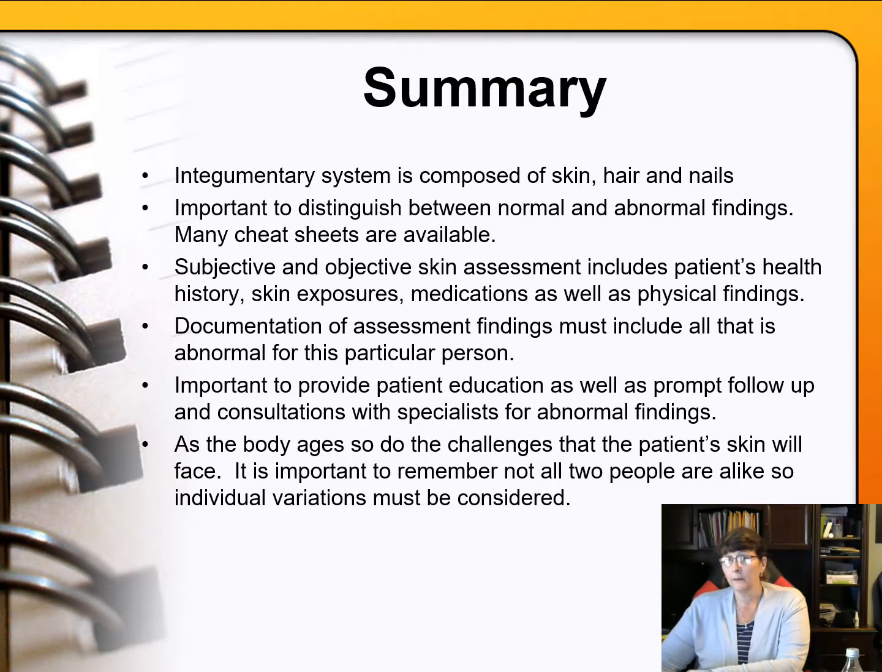In summary, the integumentary system is composed of skin, hair, and nails. It's important to distinguish between normal and abnormal findings. There are many cheat sheets that are available. And the subjective and objective skin assessments include the patient's health history, skin exposures, medications, as well as physical findings. Documentation of assessment findings must include all that is abnormal for that particular person. It's important to provide patient education as well as prompt follow-up and consultation with specialists for those abnormal findings.